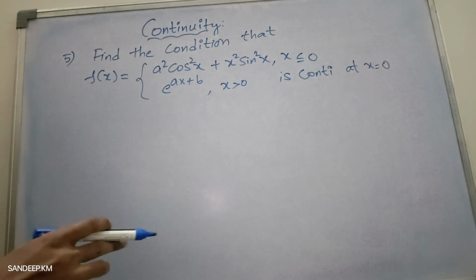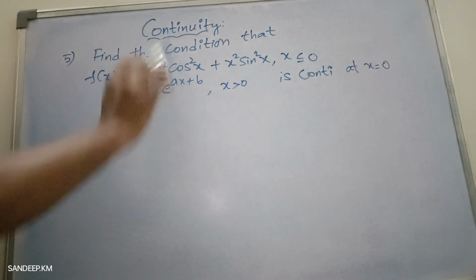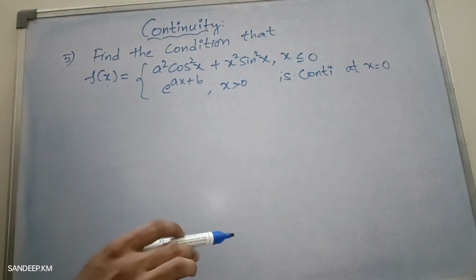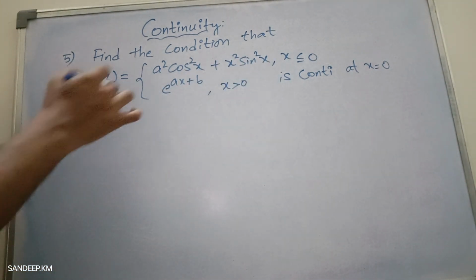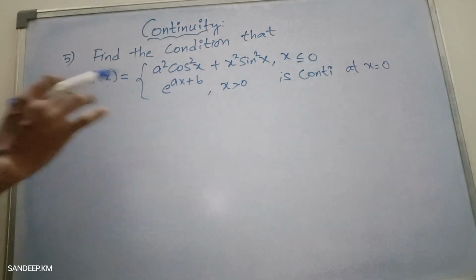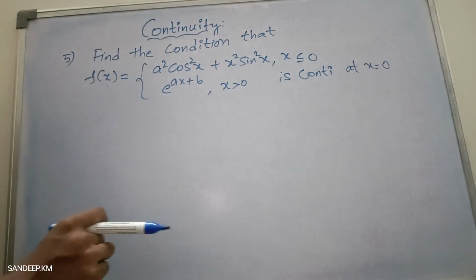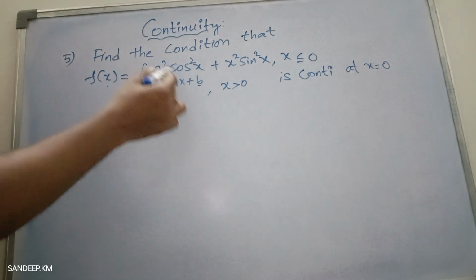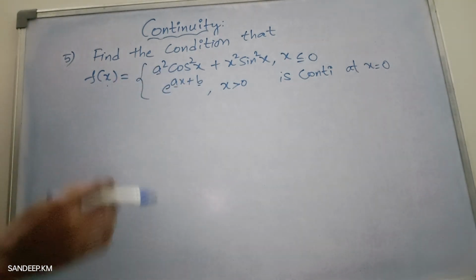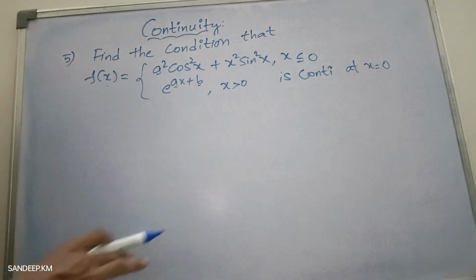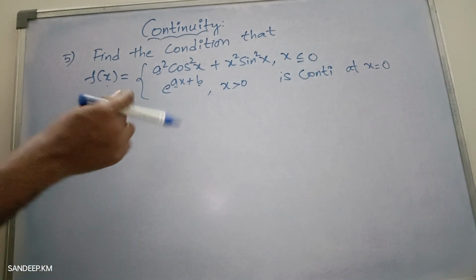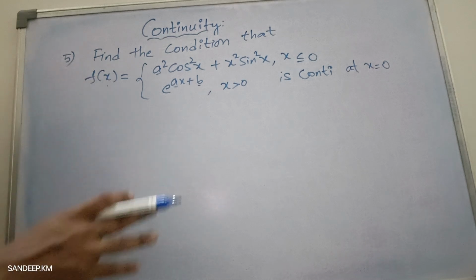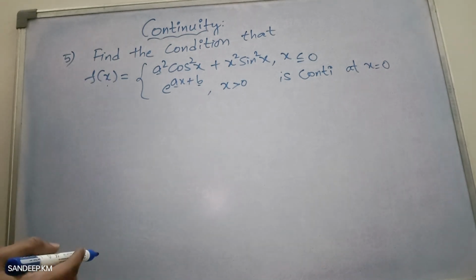Here is your fifth question. They told us to find the condition that the given function f of x is continuous at x is equal to 0. Now if the given function is continuous at x is equal to 0, they told us to find the condition. Remember one thing, dear students, the condition will be in terms of a, b. Yes, here also a is there now. The answer will be in terms of a comma b. Remember that. So whatever unknown constants are there, mostly the condition will be in terms of them. Fine, let us see what is the condition.